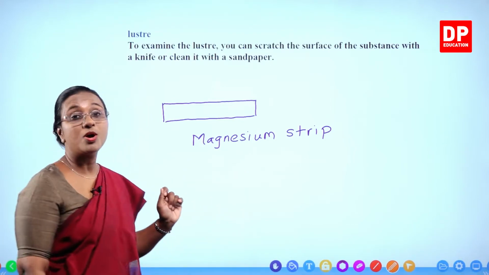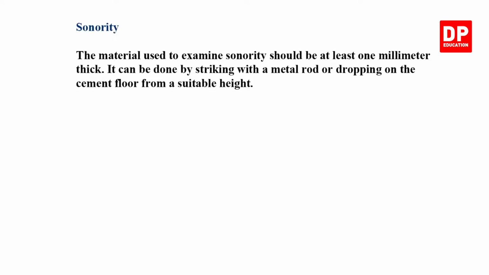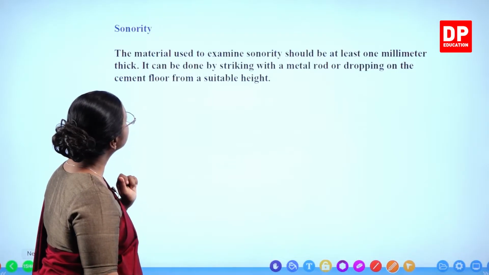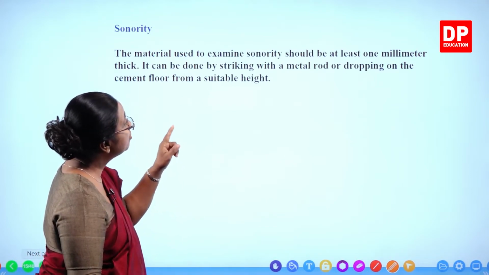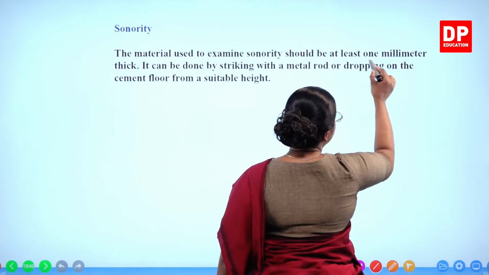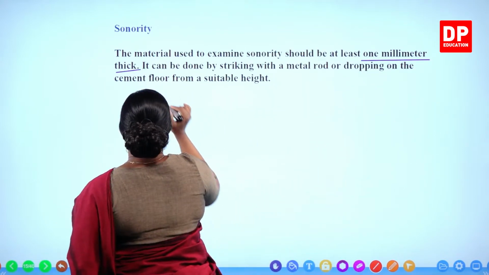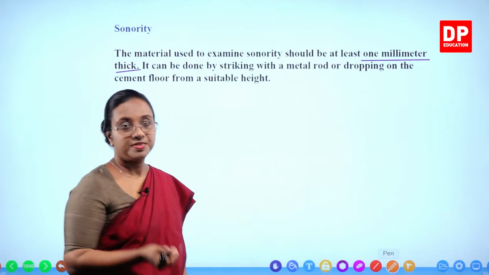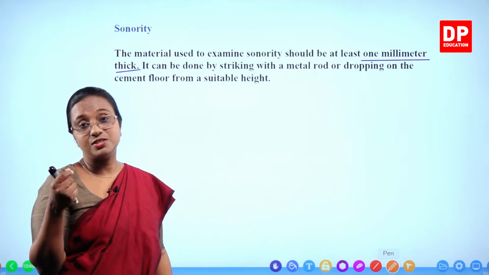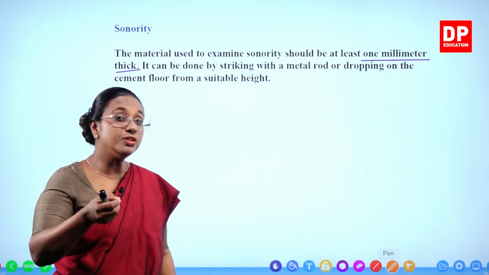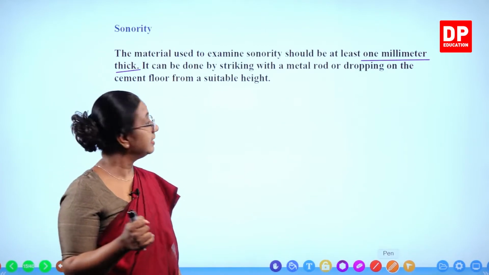So then we will move on to the next property, that is sonority. What is sonority? The ringing sound that you hear. When you apply a force, when you hit it onto an object or when you drop it down, you hear the ringing sound. That is sonority. The material used to examine sonority should be at least 1 millimeter thick. It has to be somewhat thick. Then only you can identify whether there is a sonorous sound or not. If it is too thin also, you can't identify the nature.